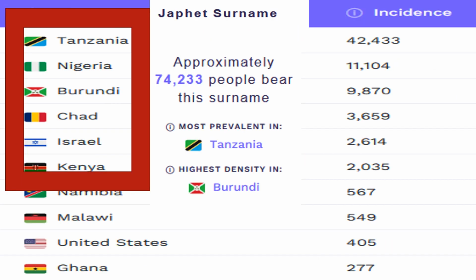Now, of course, there's always the playing around with letters. And so you also see Japheth or Japhet without the H on the end, and you have 74,000 people bearing this surname. Again, you have primarily 42,000 in Tanzania, 11,000 in Nigeria, 9,000 in Burundi, you see in Chad. Interestingly, you have over 2,600 individuals in Israel with this surname Japhet, then going on into Kenya.